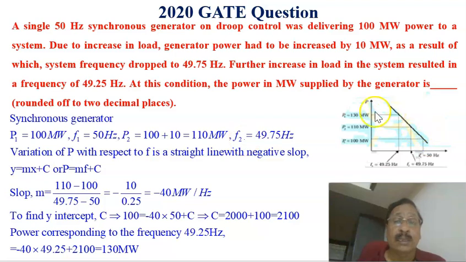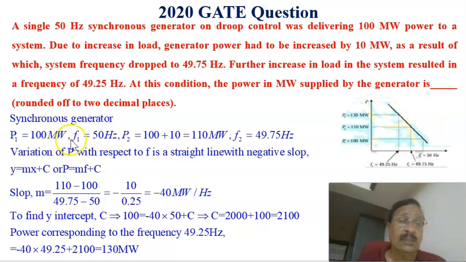That is the question. Now coming to this one, the variation of the power supplied by the generator versus the frequency is a straight line with a negative slope. Therefore, the plot is given here. This corresponds to 50 Hz, the power supplied equals 100 megawatt, and corresponding to 49.75 Hz, the power supplied equals 110 megawatt. And the variation is a straight line with a negative slope.